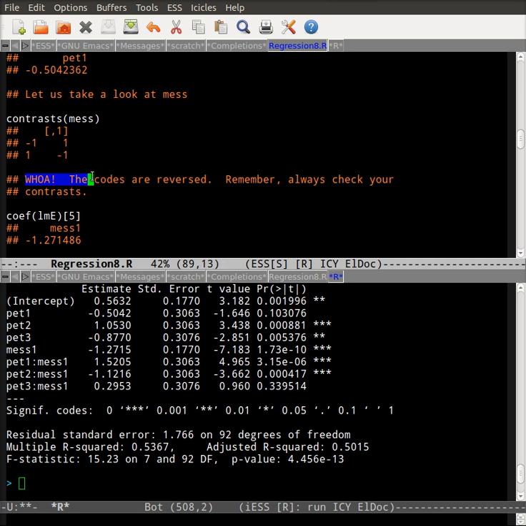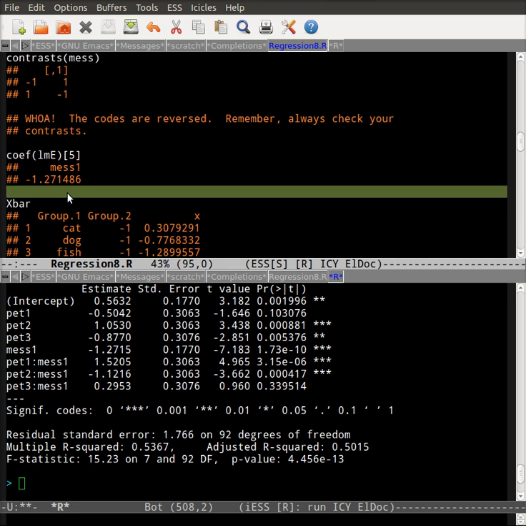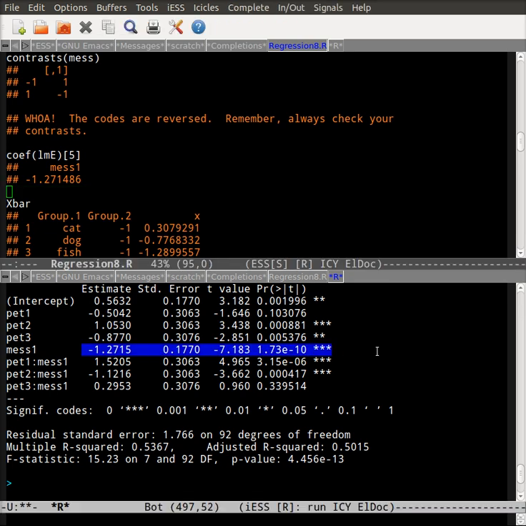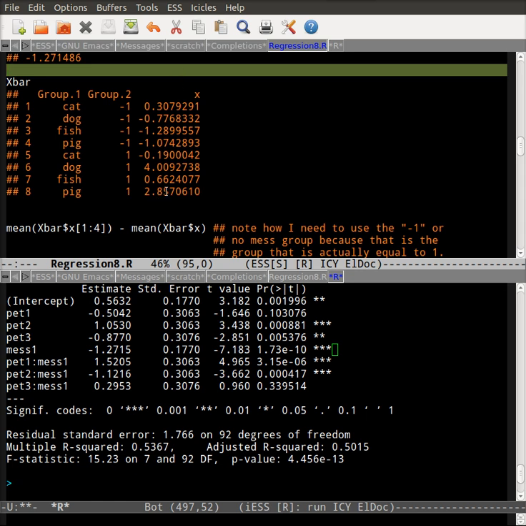So I wrote here, whoa, the codes are reversed. So always remember, always check your contrasts. Okay, if we look at the main effect of mess, the main effect of mess is minus 1.27. You can see here, that's what it is. And I have my marginal means again.